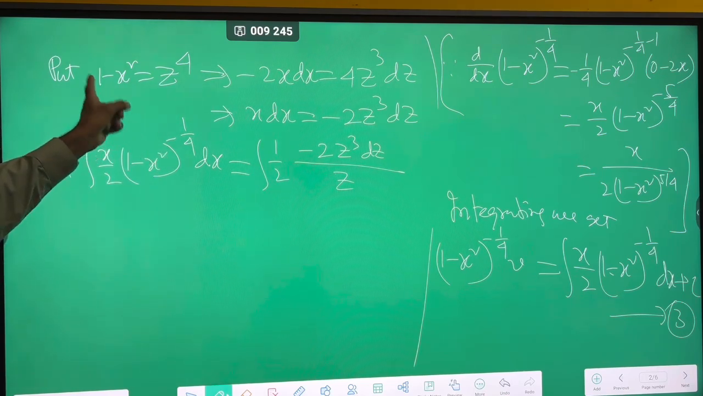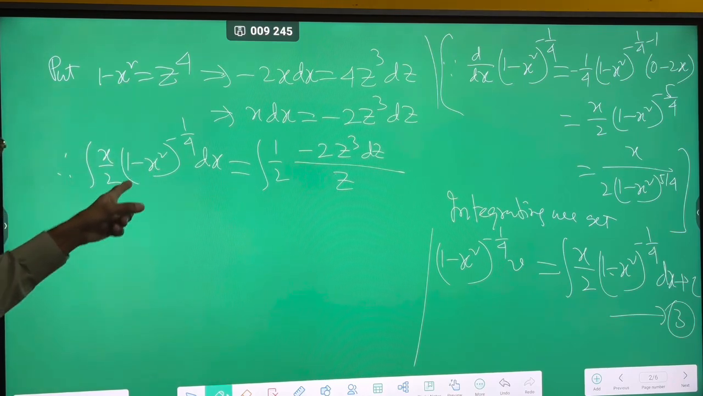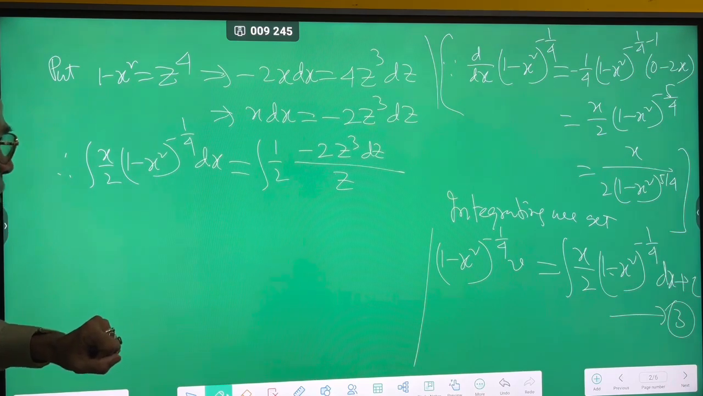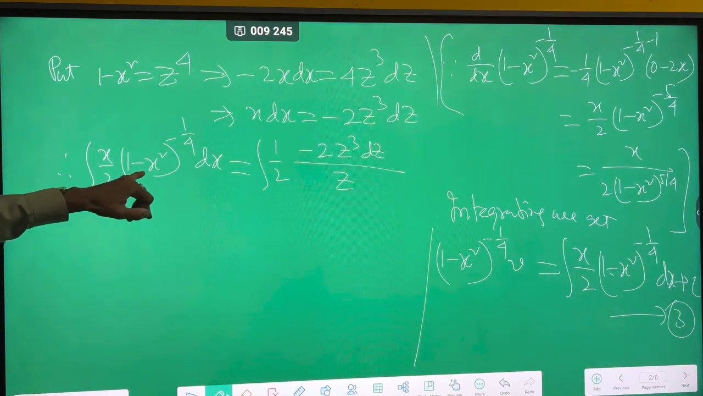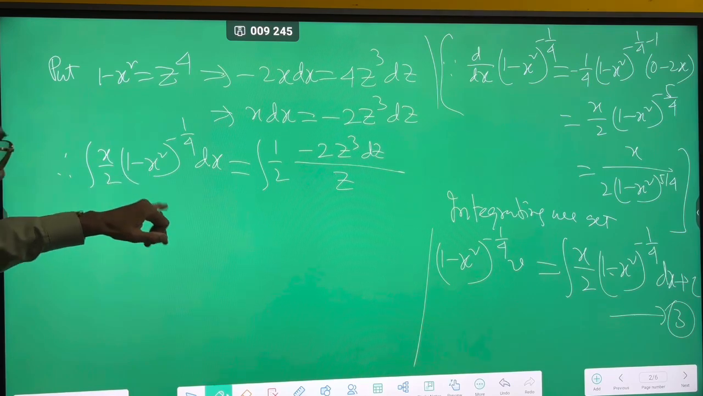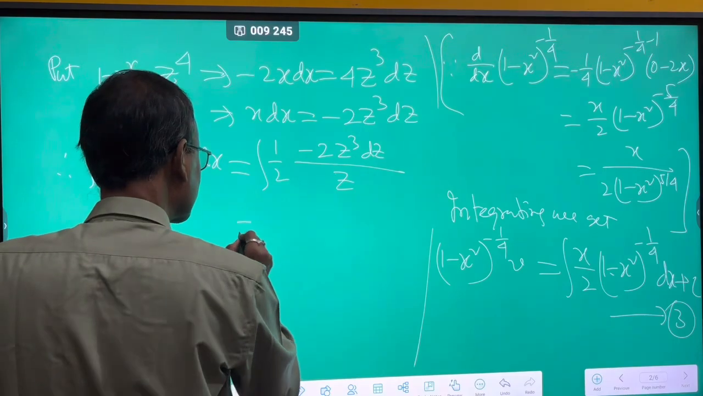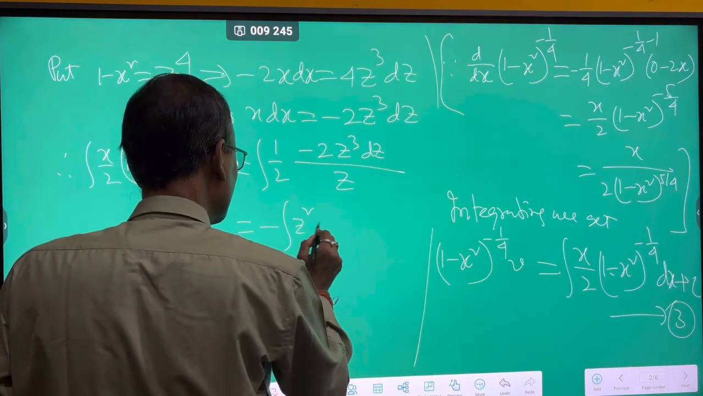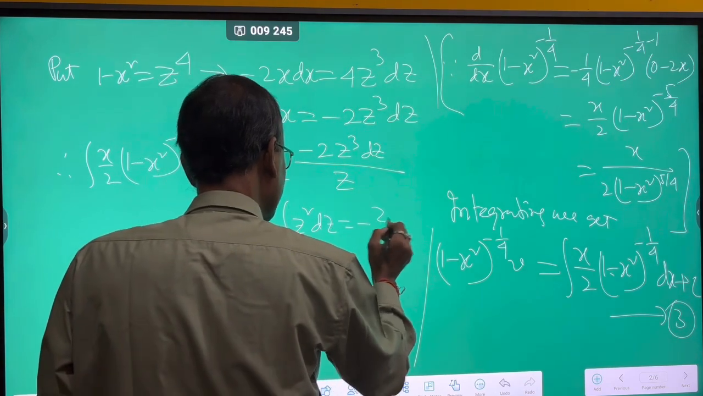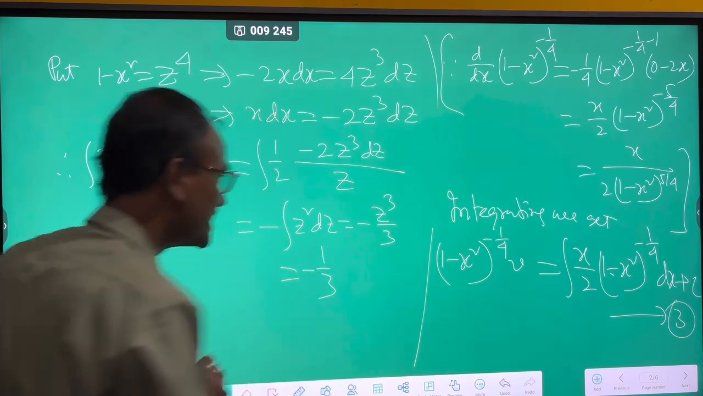1 minus x square whole to the power, it will be in the denominator, 1 minus x square whole to the power 1 by 4. Put 1 minus x square is equal to z to the power 4. Z to the power 4 whole to the power 1 by 4 means z. This is equal to minus integral z square dz, minus z cube by 3. This is equal to minus 1 by 3.